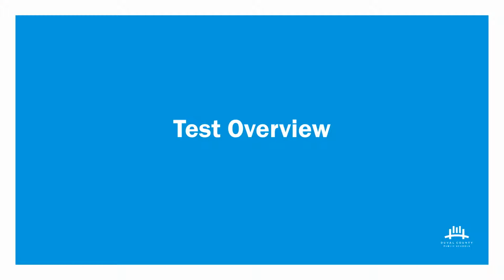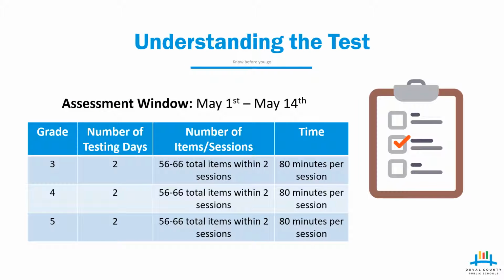Let's review some general testing information. The assessment window for FSA Mathematics is May 1st through May 14th. For specific dates, please ask your teacher. In 4th grade, there are 2 testing days. The assessment is made up of 2 sessions, and each session is 80 minutes. There are 56 to 66 total test questions and 28 to 33 questions per session.